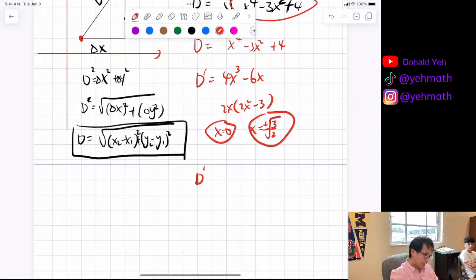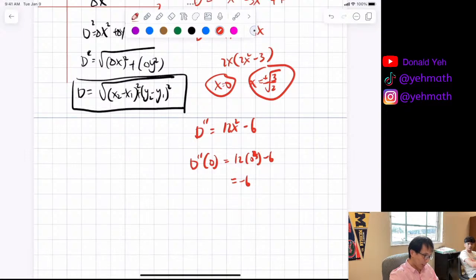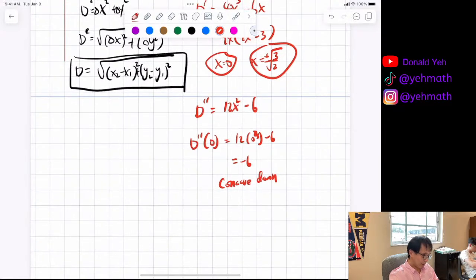So if I do the second derivative, that's going to give you 12x squared minus 6. Now I'm going to plug in 0, see what happened. If I plug in 0, it's going to be what? It's negative 6. Negative 6 is concave down. Is that a minimum? No, concave down is a maximum. It's actually a relative maximum. It's not a good answer.